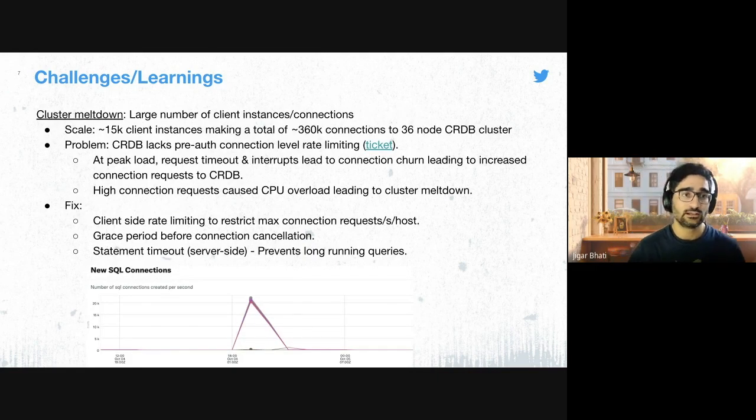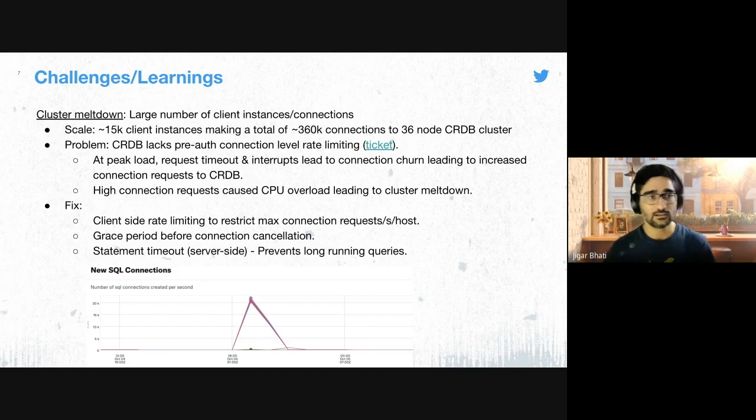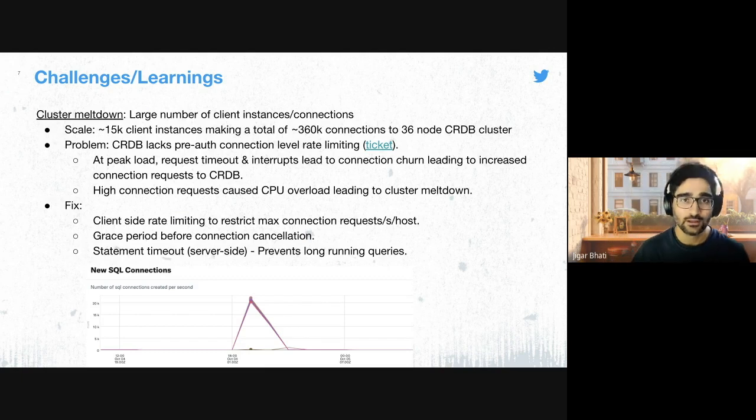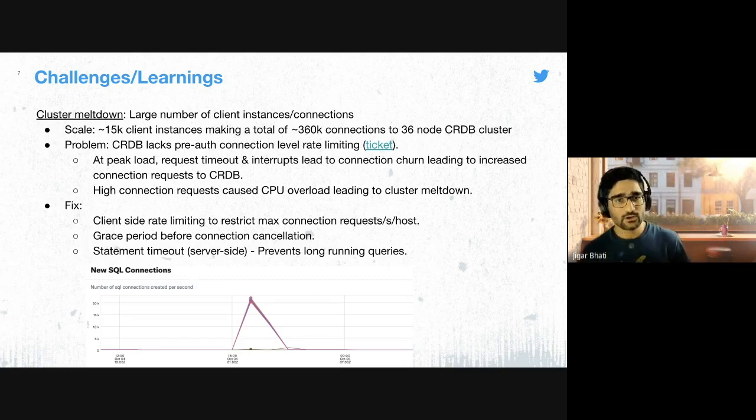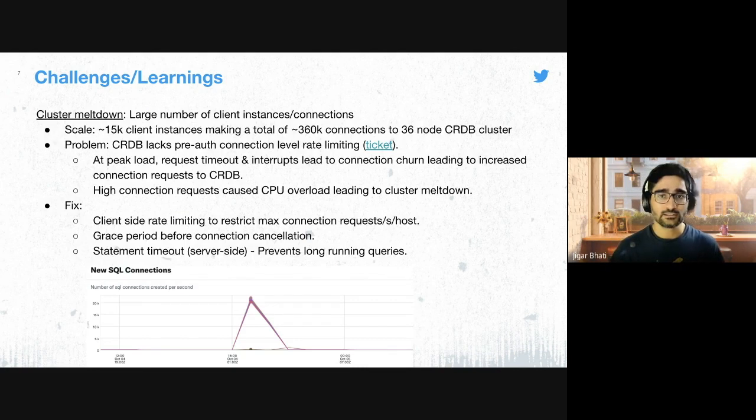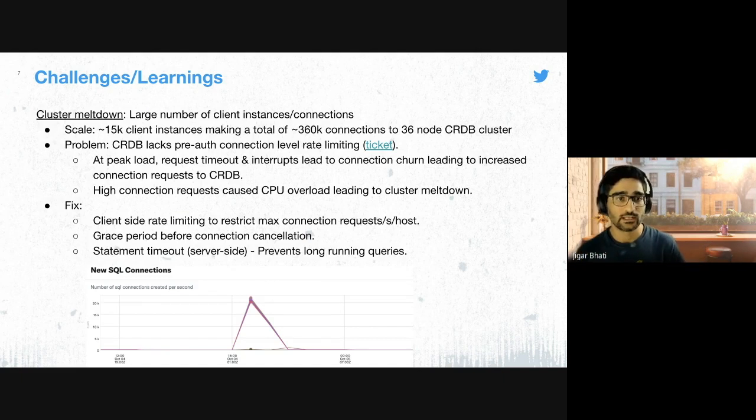Good. Let's talk about another challenge. The other thing that we noticed during the dark launch of this cluster was cluster meltdown, specifically related to the number of connections that the client instances make with the CockroachDB clusters. Just to give you an idea of scale, we are talking about 15K client instances, which are making a total of 360K connections to a 36 node CRDB cluster. So approximately 100K connections per CRDB node, you can think of it like that.